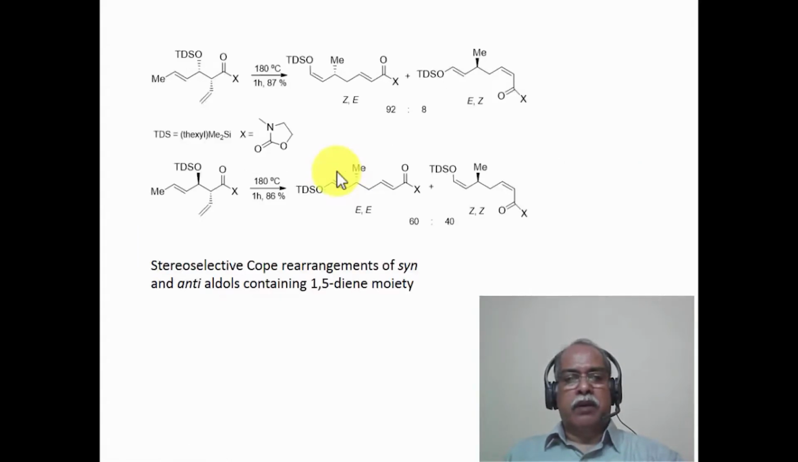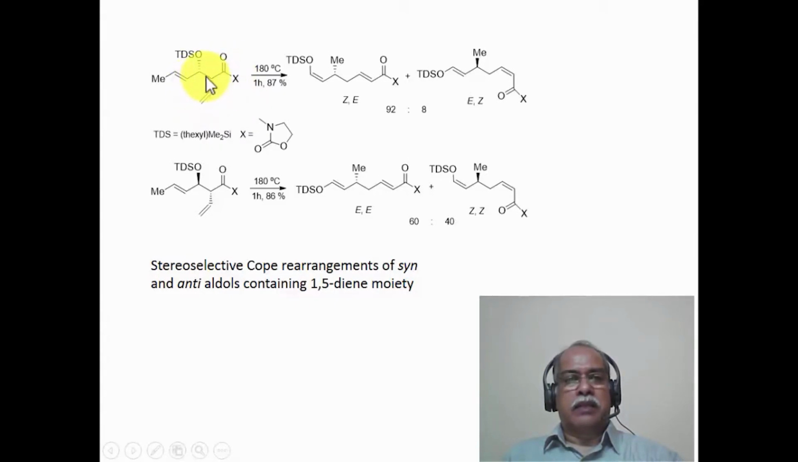Here is an interesting example of a stereoselective Cope rearrangement. If you consider this molecule, this is a tertiary butyl dimethyl silyl, this is a thexyl dimethyl silyl oxy ketone. This is essentially an aldol condensation product. If you look at this, a beta hydroxy ketone is what is formed, a beta hydroxy amide in this particular case. The X group is essentially this nitrogen substituted heterocycle. So this is an amide derivative and this is a beta hydroxy amide derivative. So essentially it is an aldol type of condensation product.